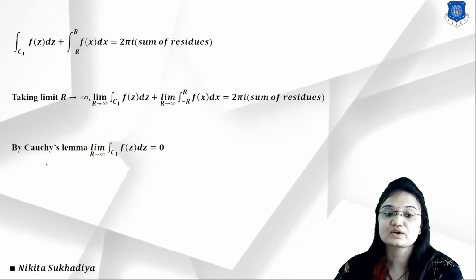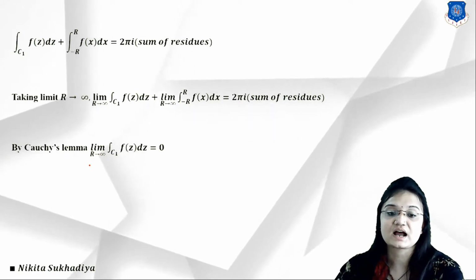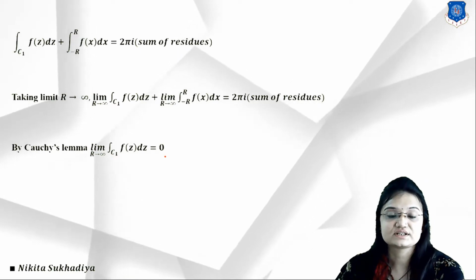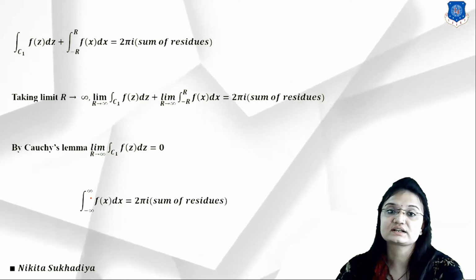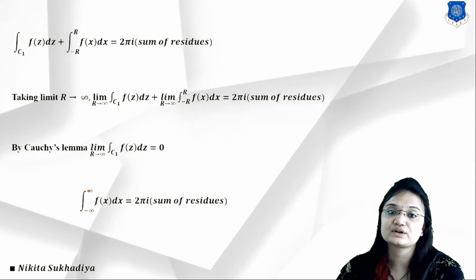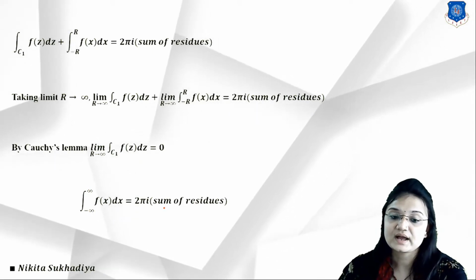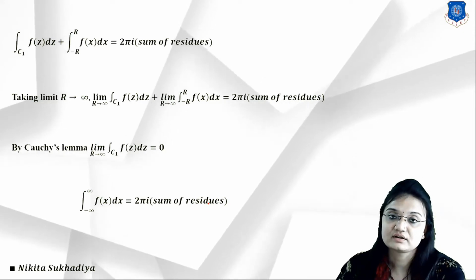Okay. So by Cauchy's lemma, the limit as R tends to infinity of the integral over C1 of f(z) dz is 0, so we can say that the integral from minus infinity to infinity of f(x) dx is nothing but 2 pi i times the sum of the residues.